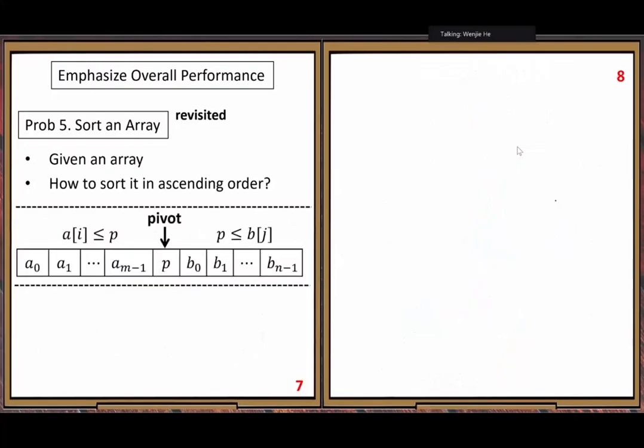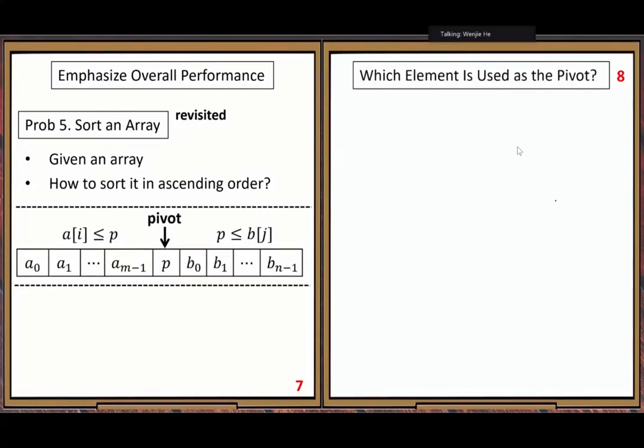All right? So next, we need to consider the qualification for the pivot element. So which element is used as the pivot? Any element has an equal role in the array, right? Because we're not given any value information in the original data. We don't know any value information in the given data, right?